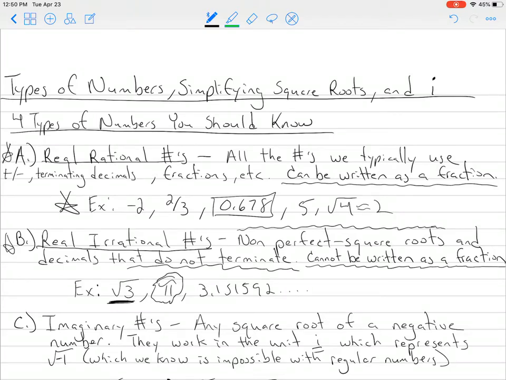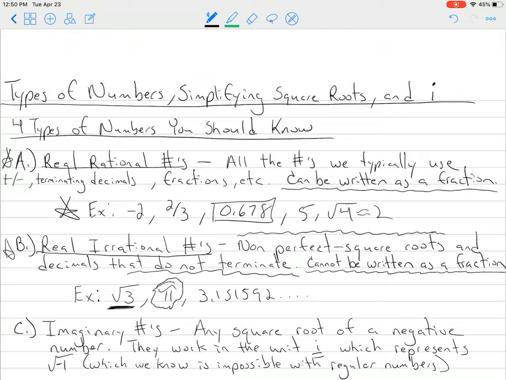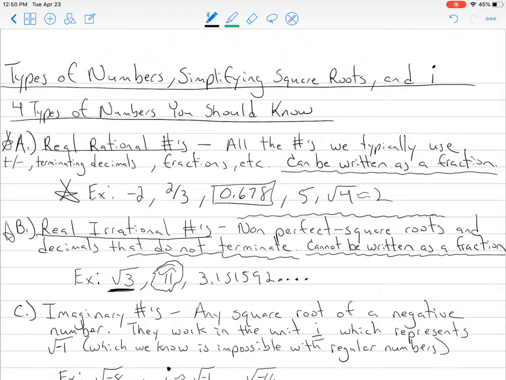The number 3.141592 blah blah blah. That would be an irrational number because it's a decimal that continues on and it has no pattern of repeating. Okay? Oh, I'm going to add this one to it. You should put this also: decimals that repeat. So 0.6 repeating. If it has a repeating sign, it's also real and rational. Okay?